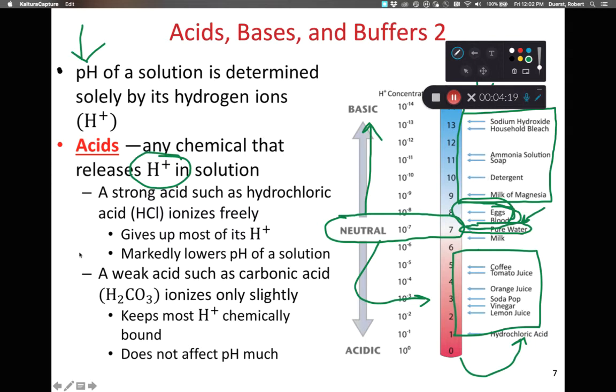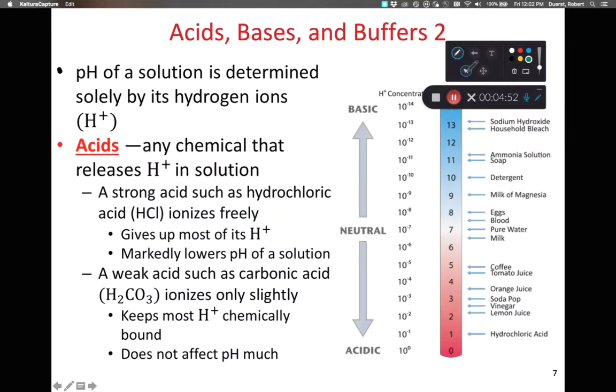And we can have strong acids. For the sake of simplicity, we'll say that strong acids give up nearly every single one of their hydrogen ions. So they have a very big effect on solution. Weak acids, though, only give up a couple of their hydrogen ions. So because they only give up a couple of their hydrogen ions, they don't have that big of an effect on pH. So carbonic acid, it's an acid, but it's a weak acid. It doesn't really acidify the solution that much compared to strong acids like hydrochloric or sulfuric or hydrofluoric or hydroiodic.